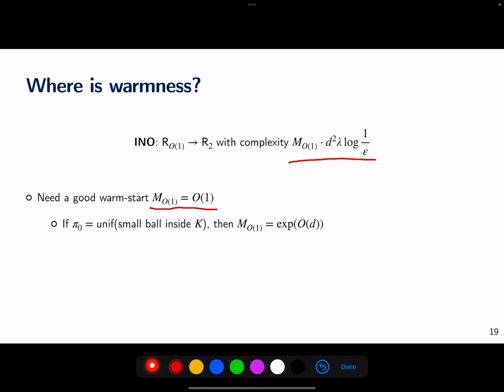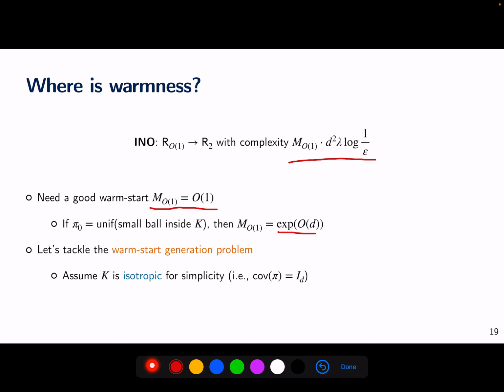But for example, if you take some easy but bad distribution as the initial starting distribution, like the uniform distribution over a small ball inside K, then your warmness parameter is exponentially large. So that's why we tackle this warm start generation problem more seriously. From now on, for a moment, let's say K is isotropic for simplicity, but I'll revisit the more general case later on. Now the goal is to generate some sample Z whose law is O(1) close to the target distribution phi in any divergence, which is our goal.